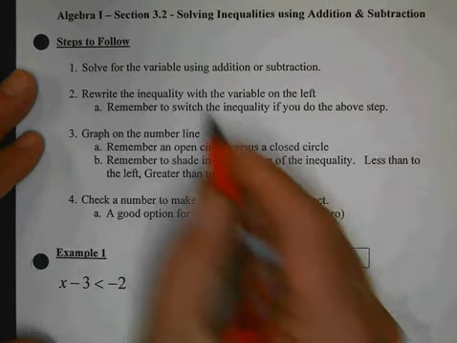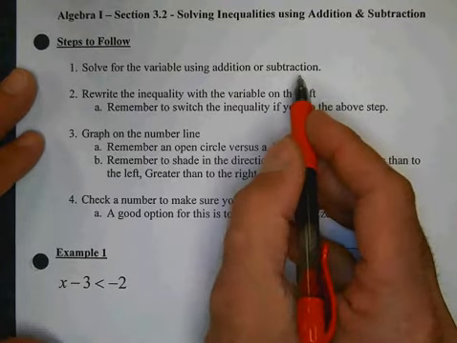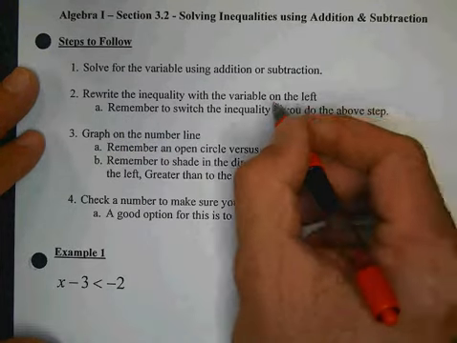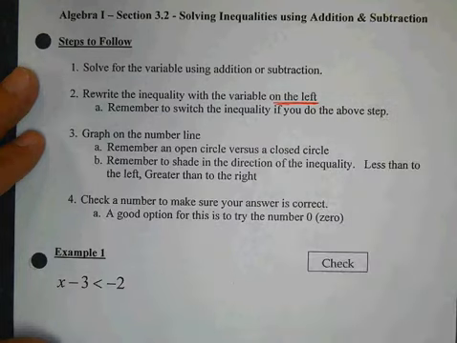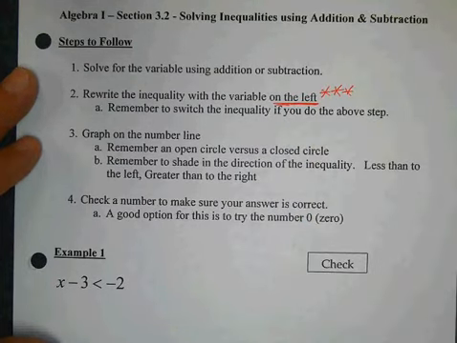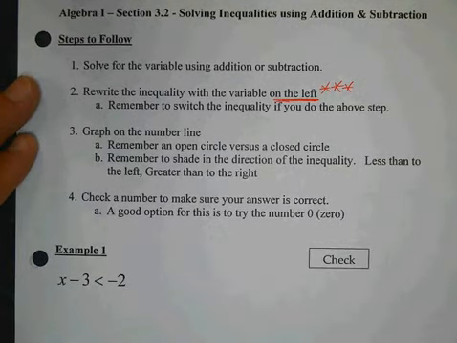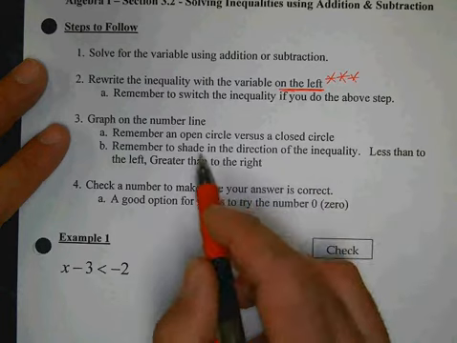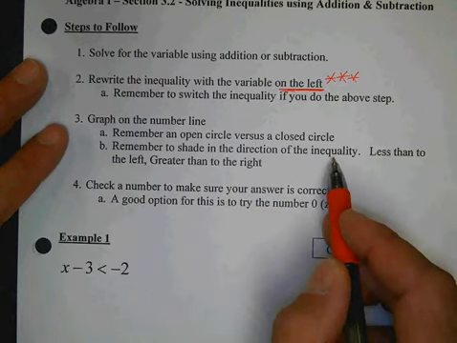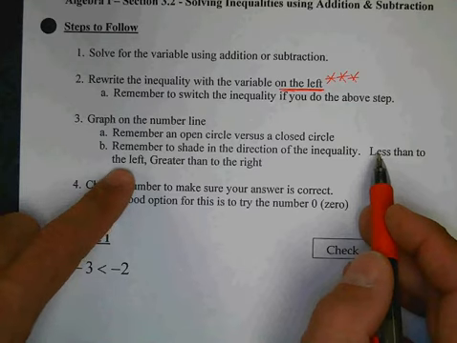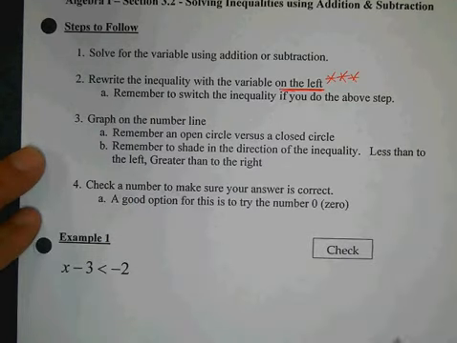We're going to solve using adding or subtracting, just like last chapter. We're going to rewrite with the variable on the left. Underline that, highlight it, star it, whatever the case may be. That is one of the most important things we're going to do. On the number line, remember open circle versus closed circle. Remember to shade in the direction that it points. Less than to the left, they both start with an L, is another way to remember it. Greater than is the opposite way.